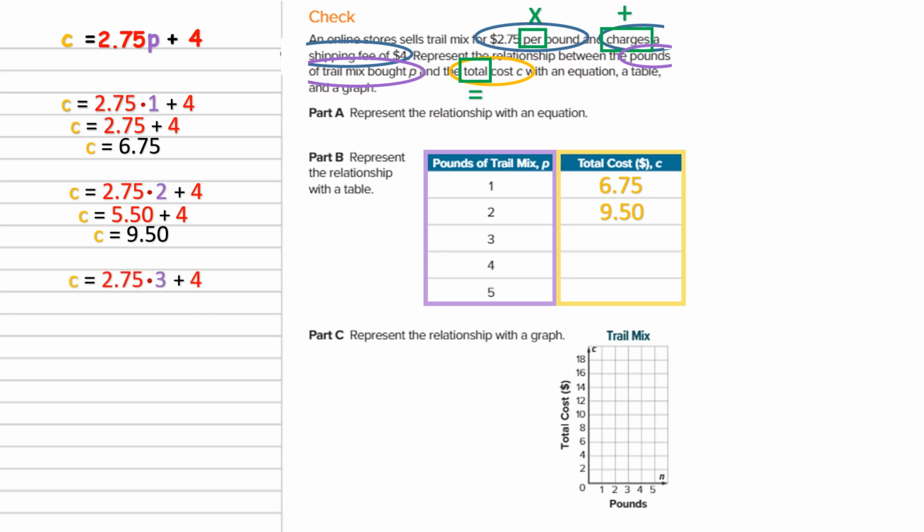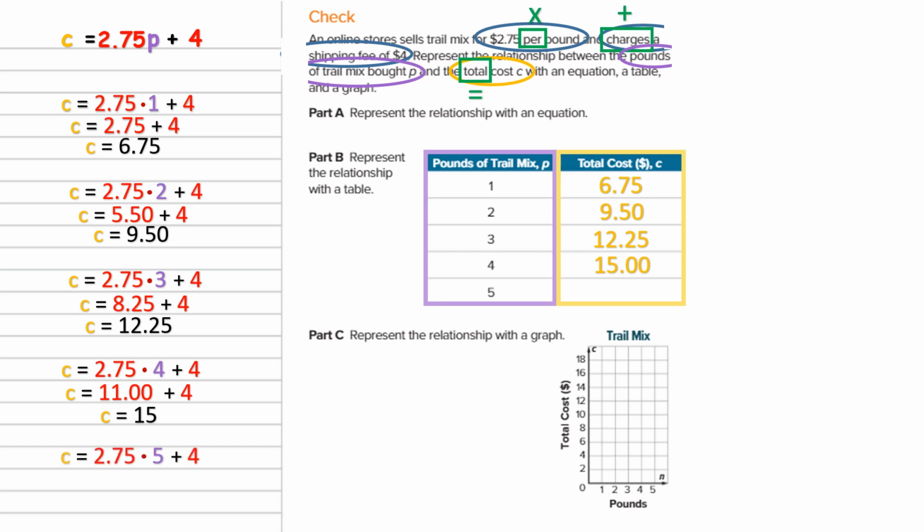I continue the pattern. I take my equation, I plug in my 3, which is my next independent number. I do my multiplication. 3 groups of $2.75 gives me $8.25. I add my whole numbers and leave my change alone. So 8 plus 4 gives me 12 with the 25 cents left over. So 3 pounds cost me $12.25. I plug in the 4 for my independent variable. 4 groups of $2.75 gives me $11. When I add $11 to $4, then I have 15. So for 4 pounds of trail mix, I end up spending $15.